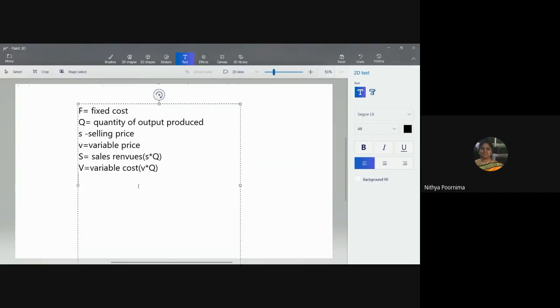Okay, so what is next? Now, what is the total cost formula? Total cost is equal to fixed cost plus variable cost.